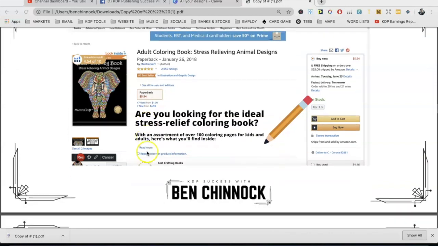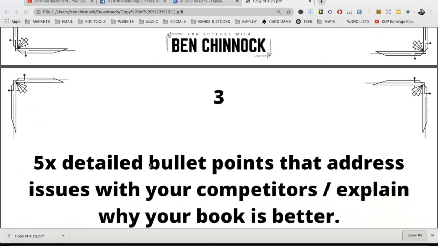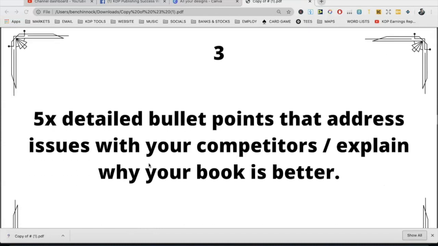And that leads us on to the third section, and probably the most important section as well, which is the bullet points that address the issues with your competitors and explain why your book is better. And you'd want at least 5 of these. Now, just as a bit of context, right? Your customer is super interested at this point, remember, because not only have they clicked on your product, they've now clicked on read more, right? So this means that they're super interested, but also they haven't found enough information in the top bit to make an informed decision as to whether they want to buy your book or not.